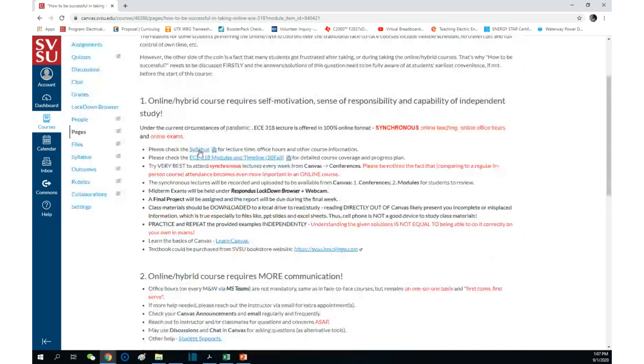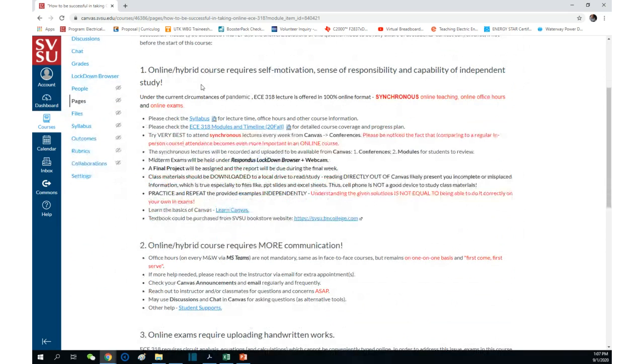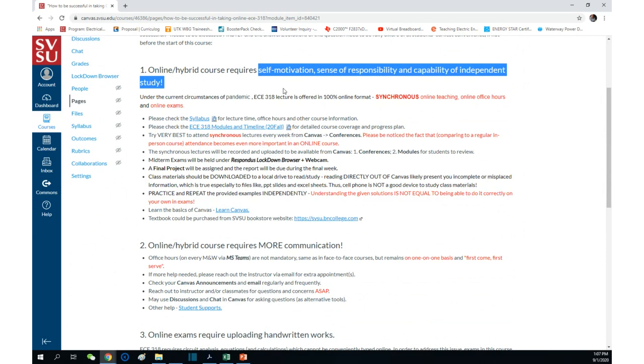So first of all, the online course or even hybrid course requires from your end, or say from students' end, self-motivation, sense of responsibility, and the capability of independent study. It requires something more comparing to the regular face-to-face class. Yes, it requires more from students. This is also why some students struggle with the online course, in my opinion. Okay, it requires some extra capability or stronger capability in some perspectives.